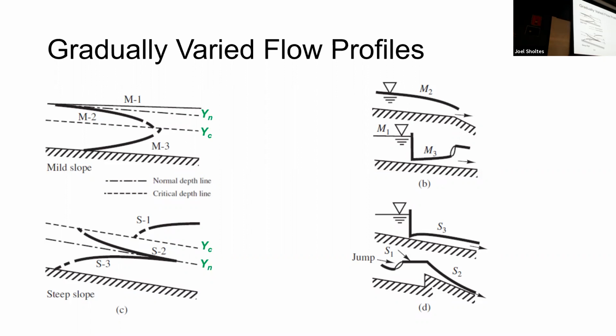We can calculate the critical flow depth through the relations that we've talked about previously with specific energy. And we have a mild slope if, according to Manning's, our normal depth is above our critical depth. We have a steep slope if our normal depth is below the critical flow depth. So we could have supercritical normal depth. We could have subcritical normal depth.